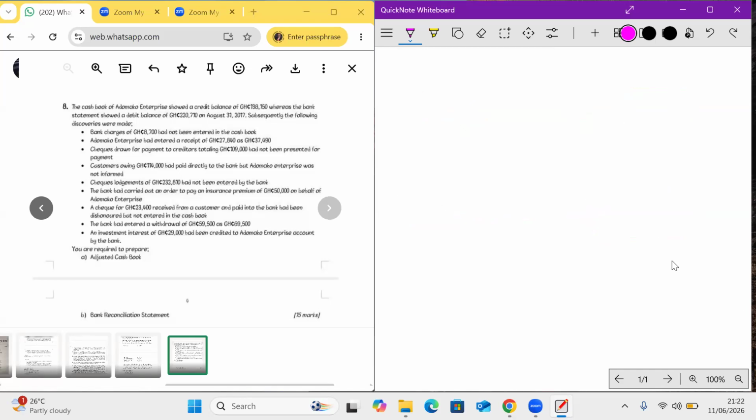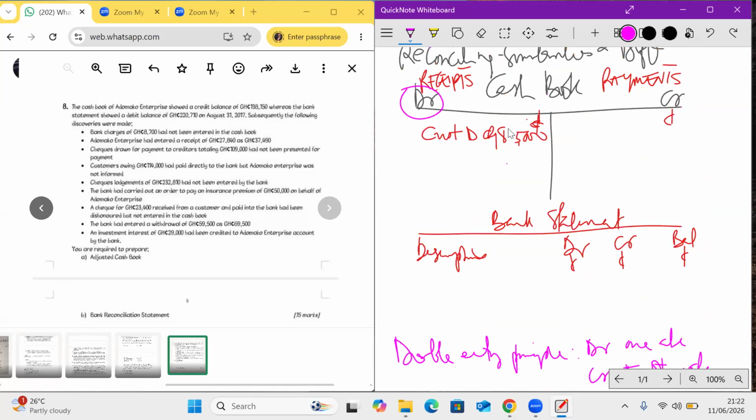So what is happening here is this. If the business receives cash, which is 5,000, on the debit side, when it comes to the bank statement, double entry, what would happen in the bank statement?